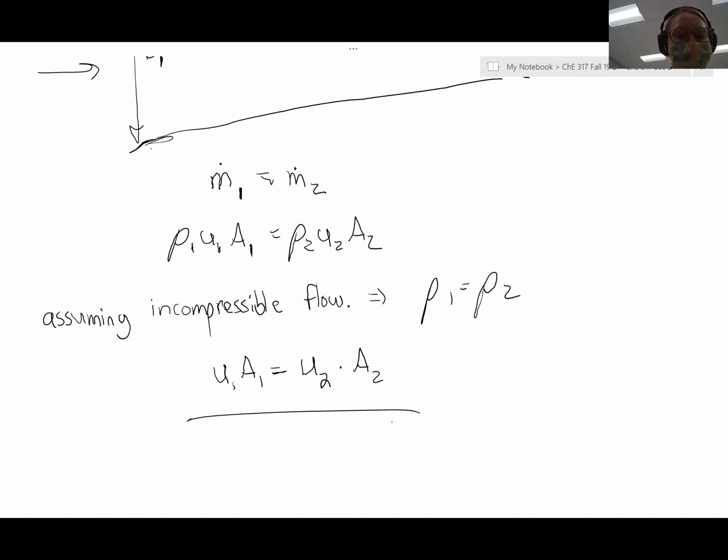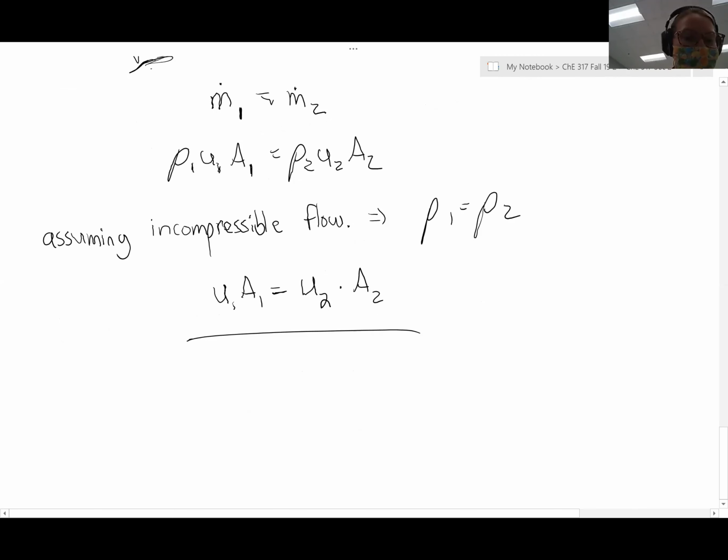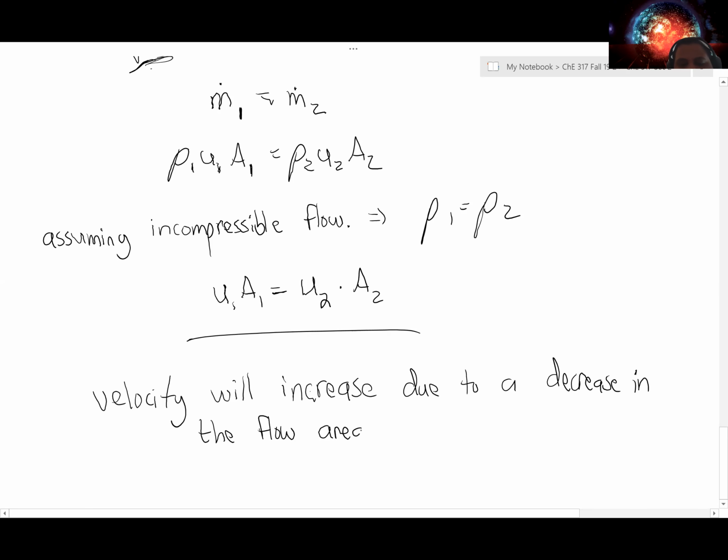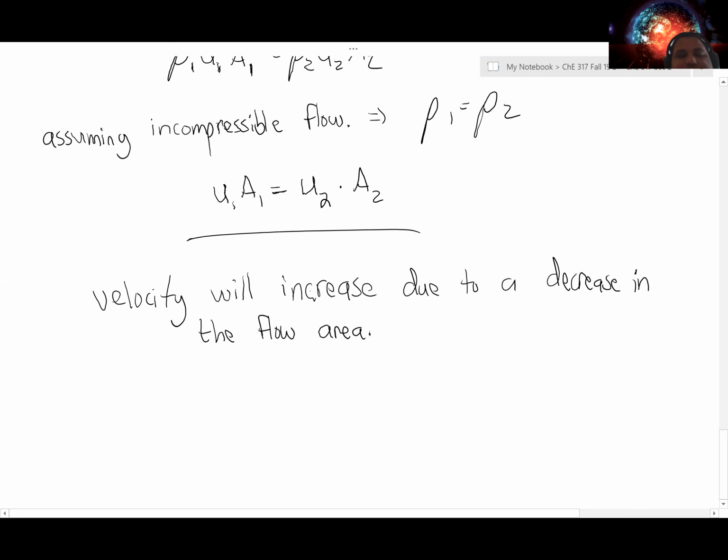It will increase. So the velocity will increase, due to a decrease in the flow area. And so what about the flow rate? What happens to the flow rate?